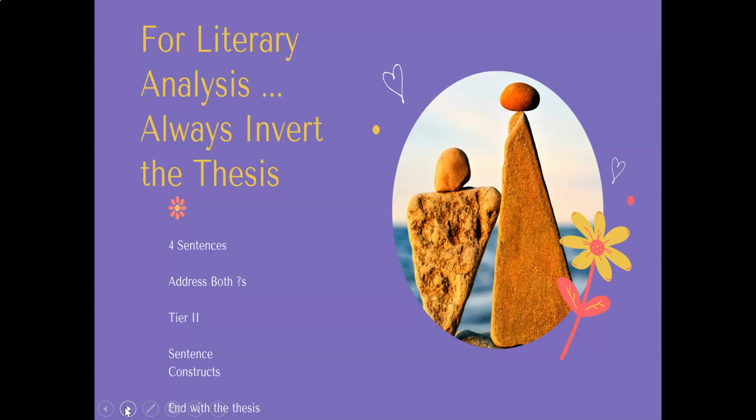And then it needs to address both questions. What is the authorial intent, and how does the author construct meaning? And I'll demonstrate that a few times. I also look for tier 2 level vocabulary, and by that I simply mean your average run-of-the-mill SAT level words to establish a good academic cadence. Sentence constructs are important for voice, rhythm, and flow.